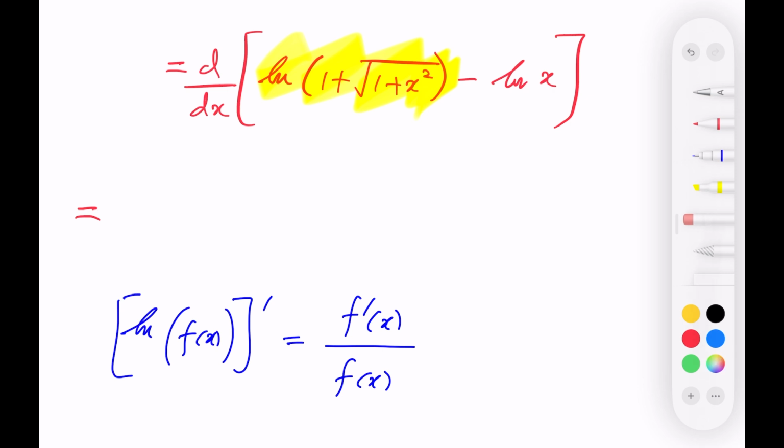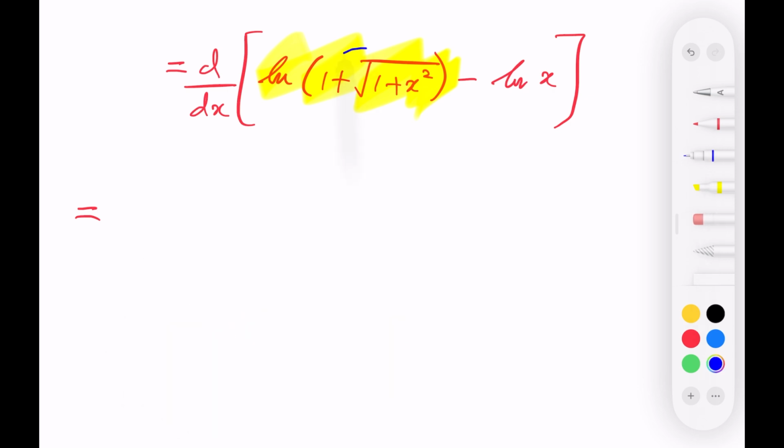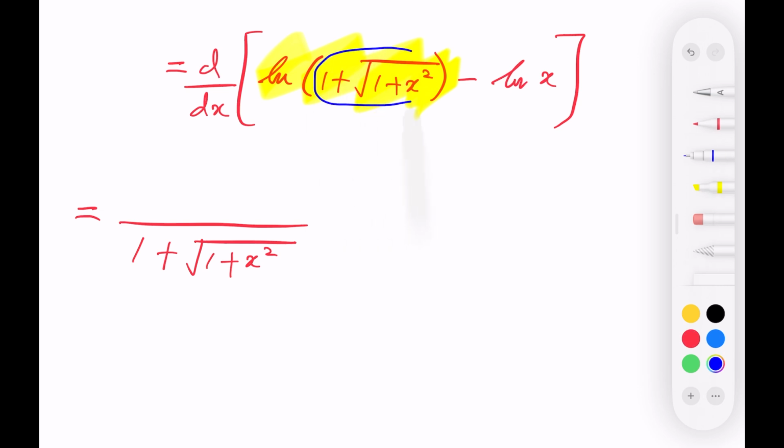So for this first function, we need to see this part as our f of x. That should go to the denominator, and therefore let me write it down as 1 plus square root 1 plus x squared. On the numerator, I need to differentiate that function, this part. That was the one that I selected as f of x. If you differentiate the 1, it's going to be 0. Therefore, practically, I only need to differentiate this part.